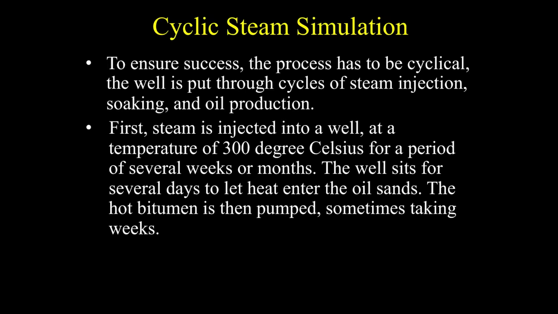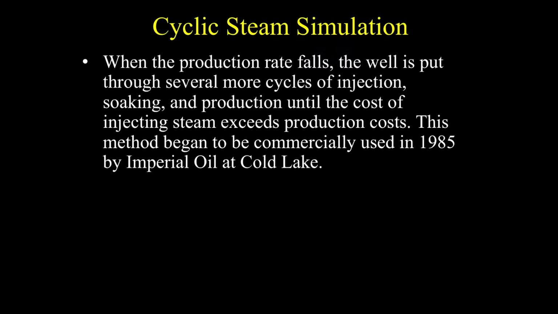First, steam is injected into a well at a temperature of 300 degrees Celsius for a period of several weeks or months. The well sits for several days to let heat enter the oil sands. The hot bitumen is then pumped, sometimes taking weeks. When the production rate falls, the well is put through several more cycles of injection, soaking, and production until the cost of injecting steam exceeds production costs. This method began to be commercially used in 1985 by Imperial Oil at Cold Lake.